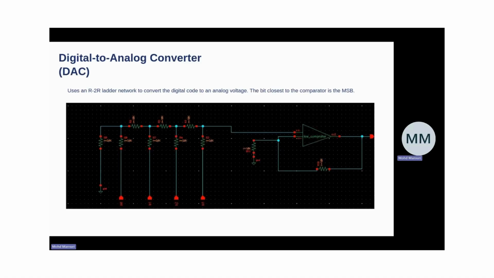Now, next is Aman Yadav, digital to analog converter, continuing with the explanation of this topic.